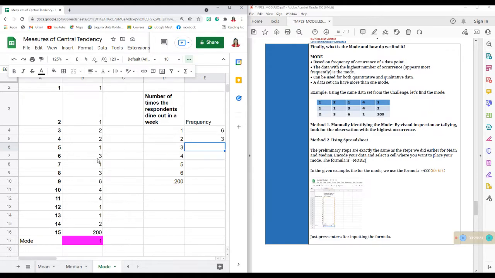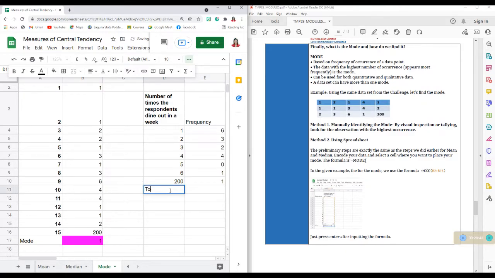Ilang beses lumabas ang 3? So, yung tatlong beses kumakain sa restaurant in a week. 1, 2. May dalawang respondent na nagsabing kumakain sila sa restaurant thrice a week. 4. Ayan, may dalawang respondents na nagsabi 4 times silang kumakain sa restaurant. 5, wala. Walang sumagot ng 5. At 6, merong isa. At 200, meron ding isa.